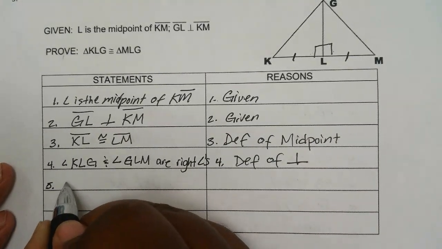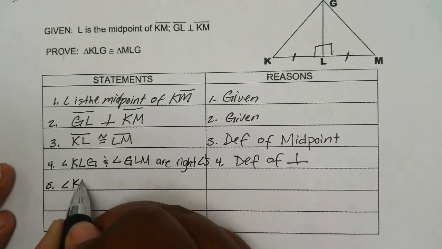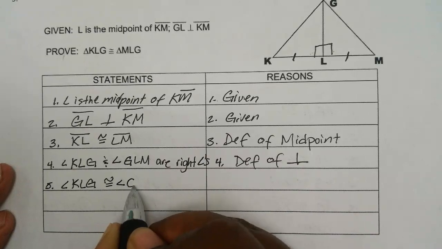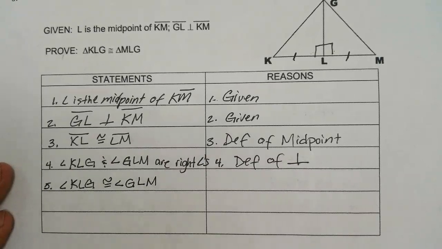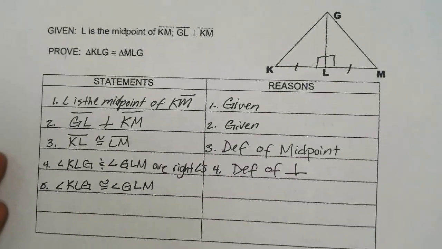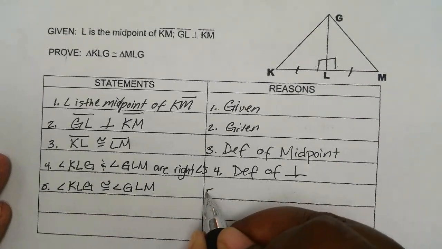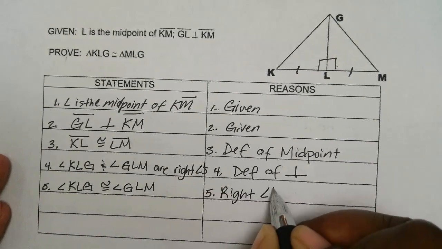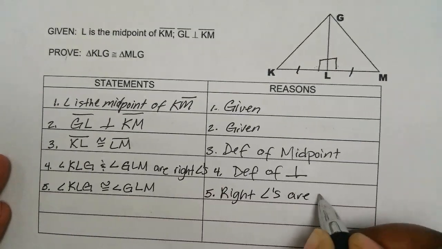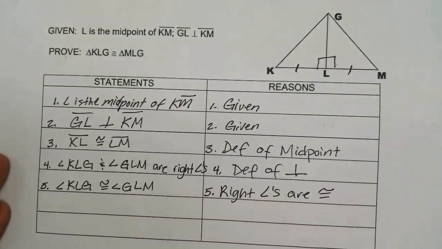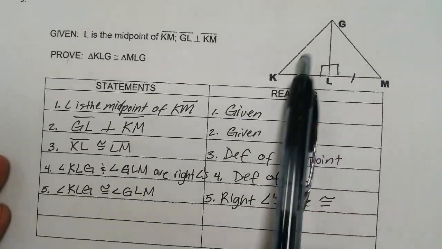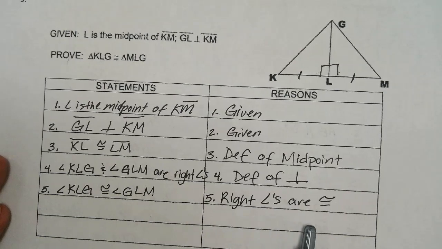So I'm going to say angle KLG is congruent to angle GLM. Well, how do I know that those 2 angles are congruent? Right angles are congruent. Since I said that they're right angles, and I know that right angles are both 90 degrees, if these are both right angles, they both have to be congruent.